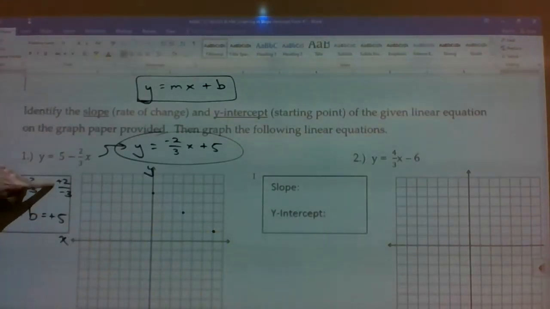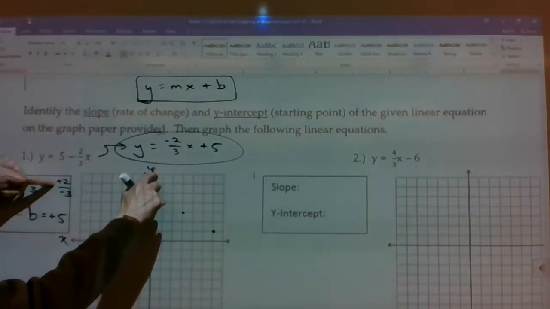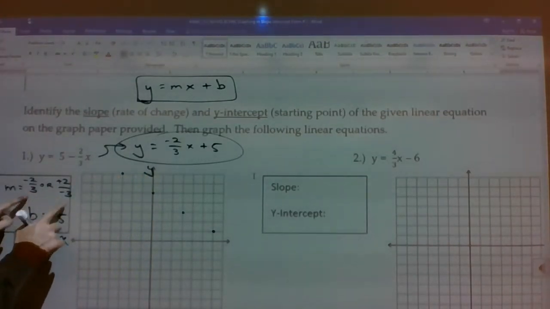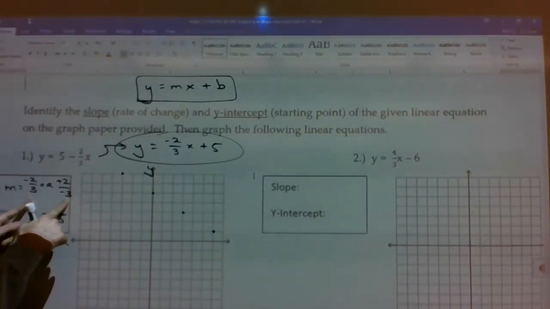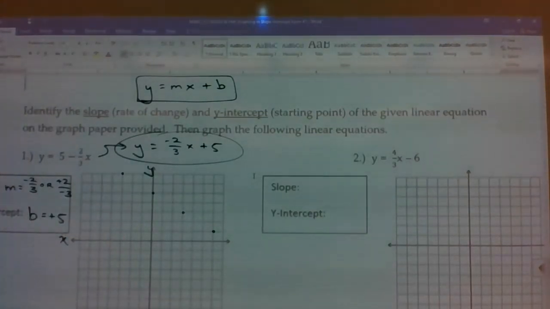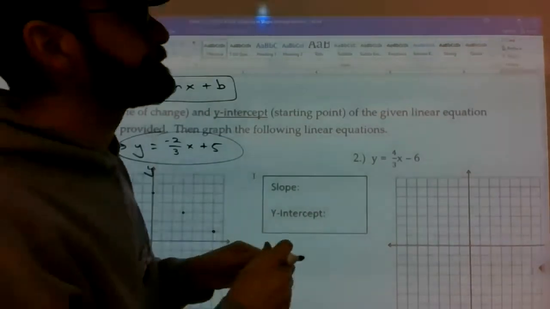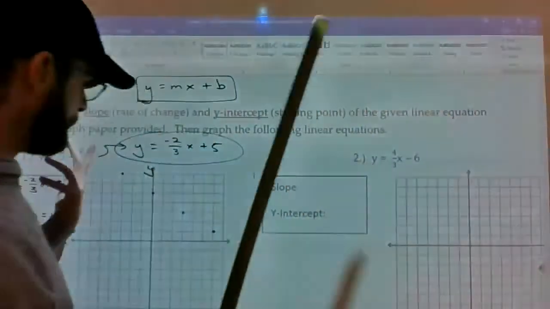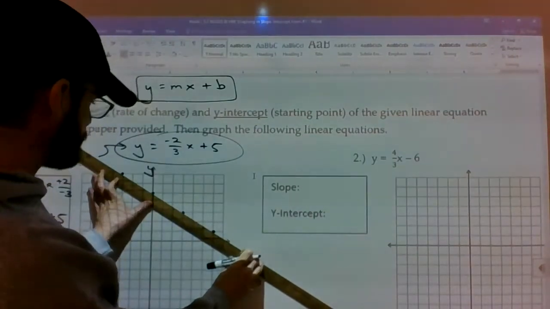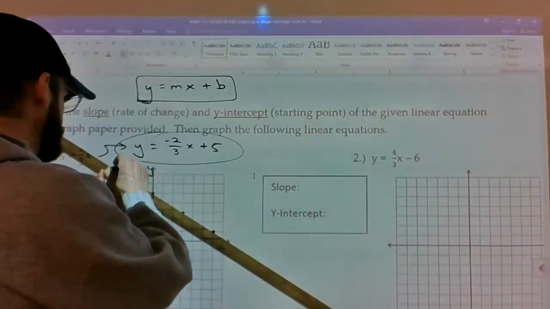Or up 2, left 3. See, both of these versions of that rate of change, both of these versions of that rise over run, will get you points that actually exist on the line. From there, you take a straight edge. I don't know if you guys have rulers at home, but just find something that'll make a straight line.